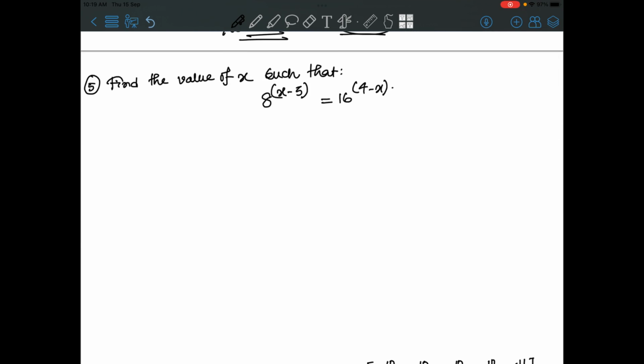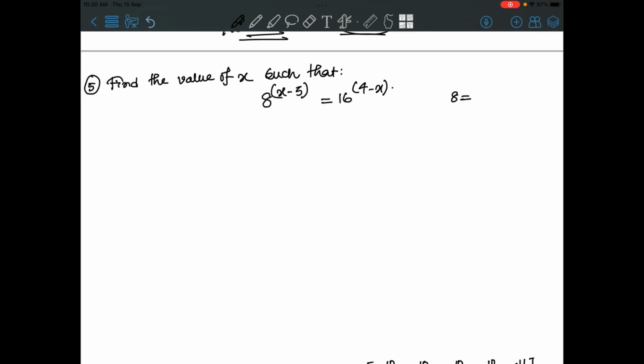The next problem is: find the value of x such that 8 to the power x minus 3 is equal to 16 to the power 4 minus x. These are very easy problems. Very easy kinds of problems are asked in the SAT examination. This is not a very tough examination in comparison to the IIT examinations or the WBJEE examination. So how are we going to solve it?